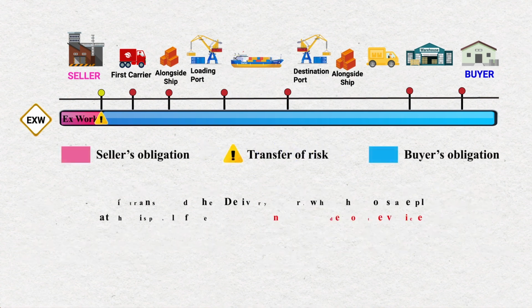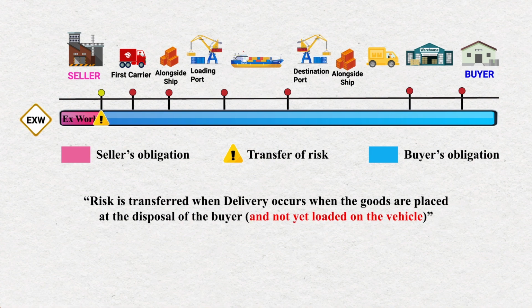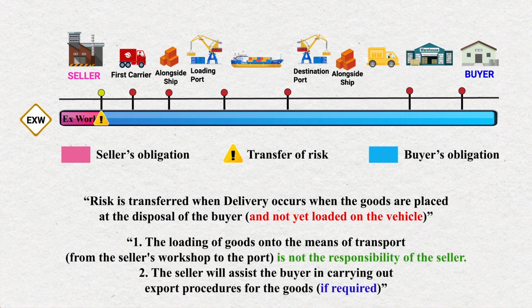Risk is transferred when delivery occurs, when the goods are placed at the disposal of the buyer, and not yet loaded on the vehicle. The loading of goods onto the means of transport, from the seller's workshop to the port, is not the responsibility of the seller. If the seller does this, the costs and risks will still be borne by the buyer.